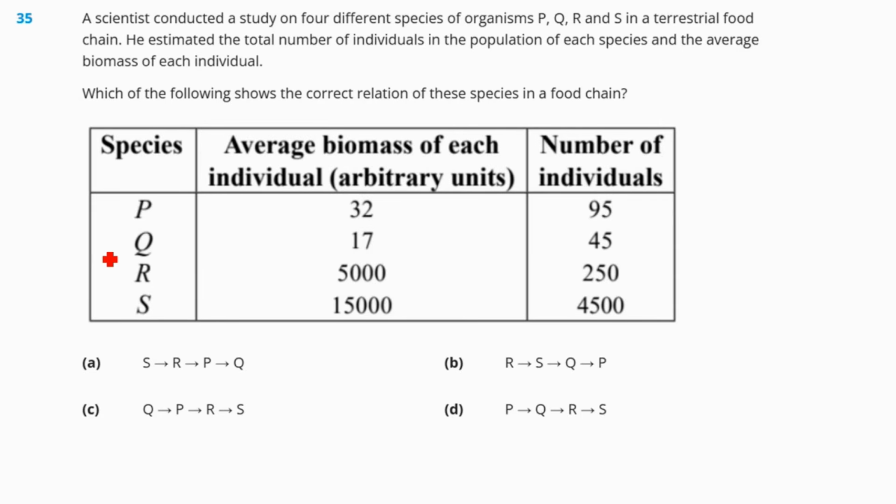Question number 35. A scientist conducted a study on 4 different species of organisms, P, Q, R, and S, in a terrestrial food chain.